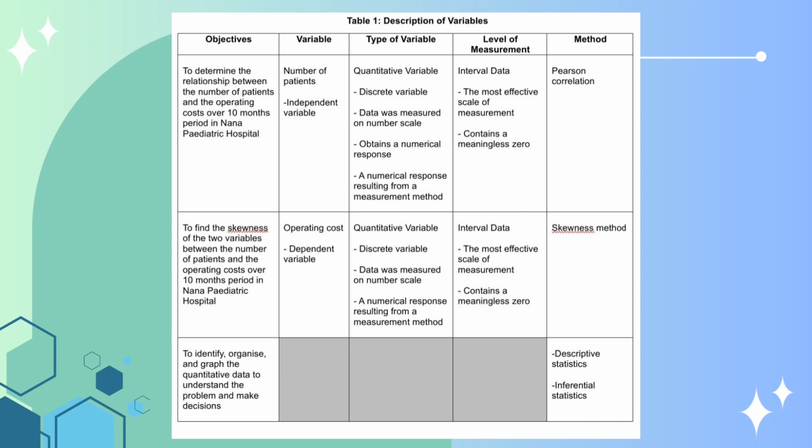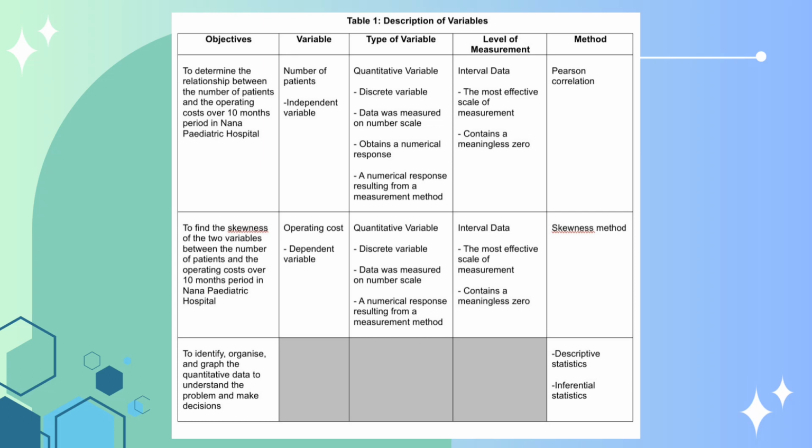There are two variables that you can see here. The first one is the number of patients, which is an independent variable, and the second one is operating cost, which is the dependent variable. So the type of variable for these two are the same, which is the quantitative variable. It is a discrete variable.